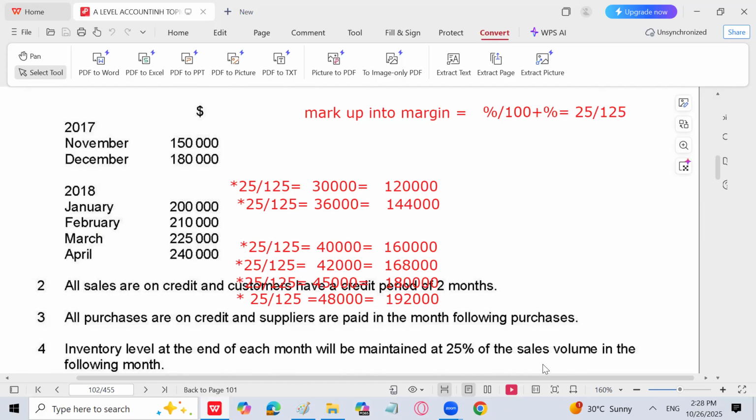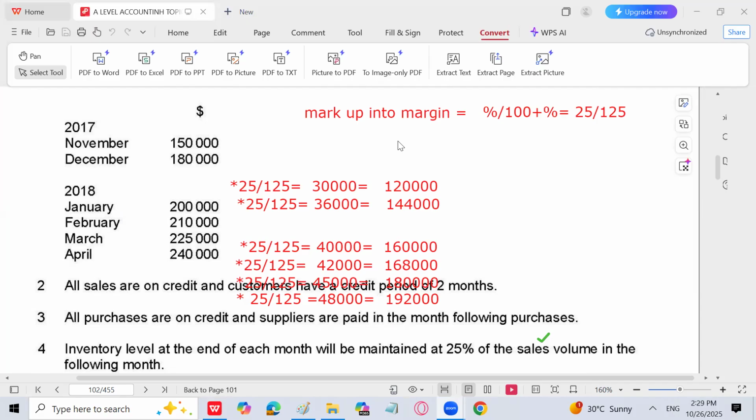This particular point has made a mess for the students. Which point, beta? This word. It has created a mess for the students. So all students have done it wrong. All of them, not one, all of them. Why, sir? Because they started believing that closing inventory is the 25% of the sales value. That is wrong. He's not talking about sales value. The examiner is talking about sales volume.